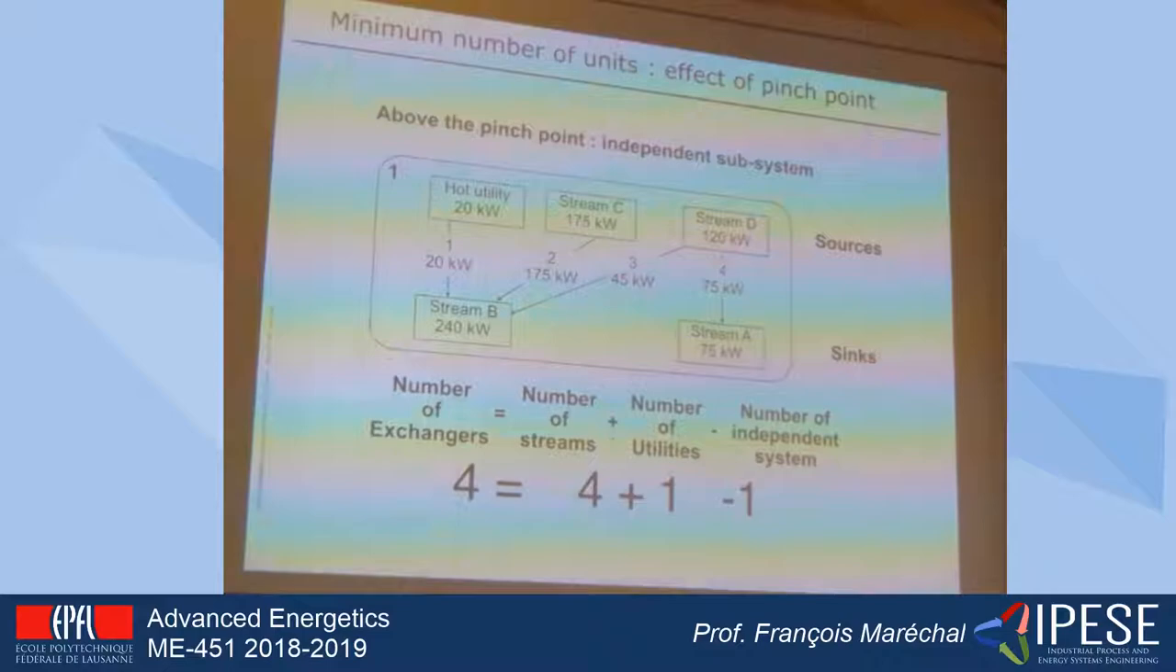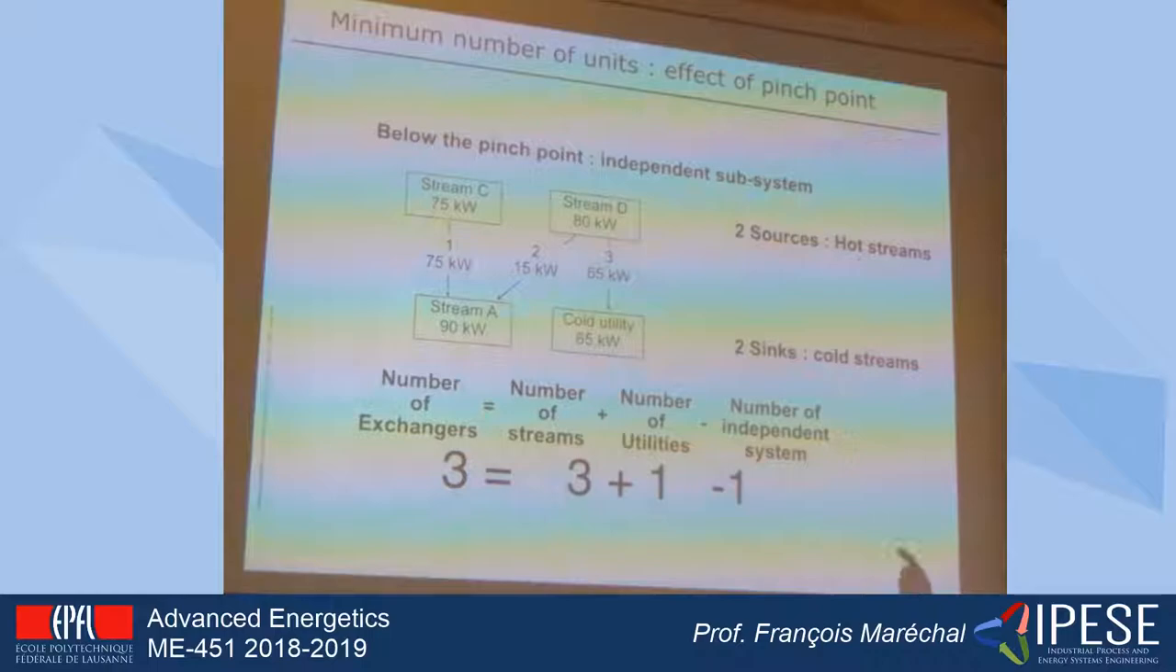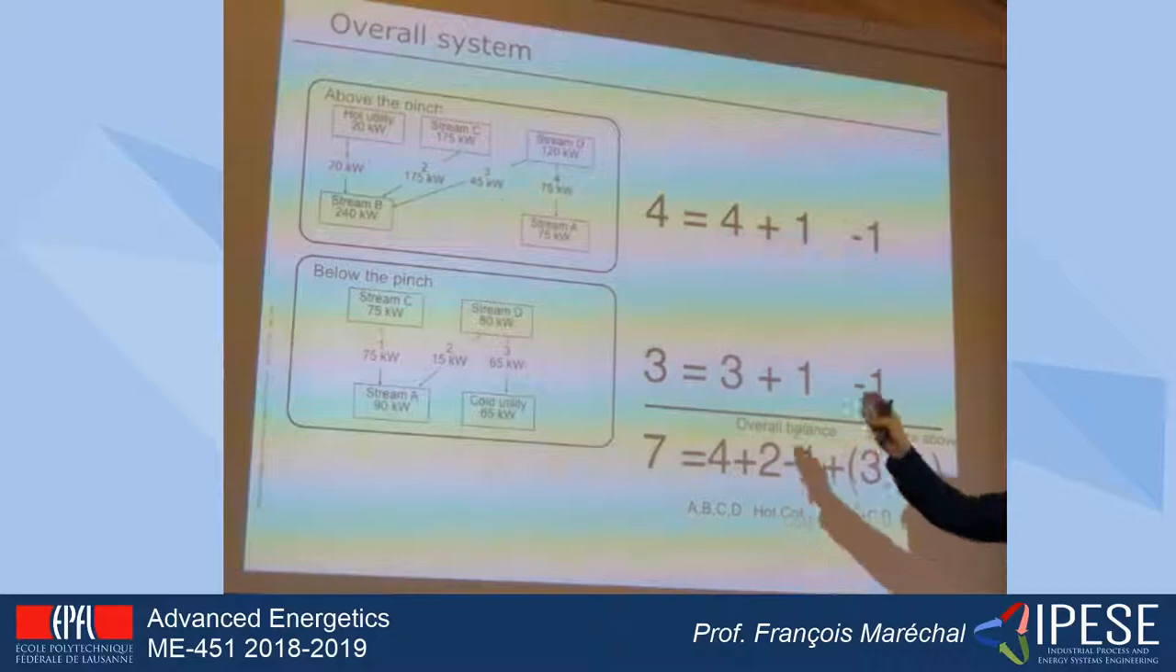Above the pinch, I do not have the cold utility, and I have 4 streams. So it means that above the pinch, I would need 4 heat exchangers. And below the pinch, I do not have hot utility, but I have, again, 3 streams, which means that in reality, I would need 7 heat exchangers, so 4 above and 3 below the pinch.